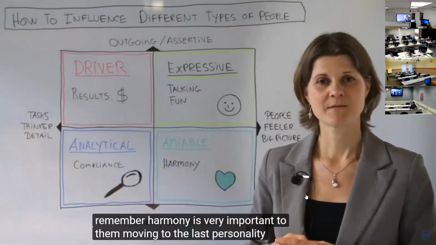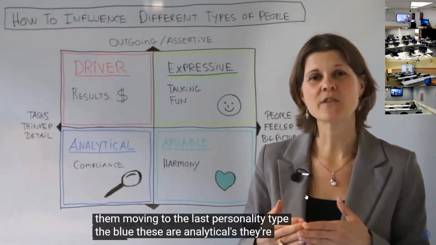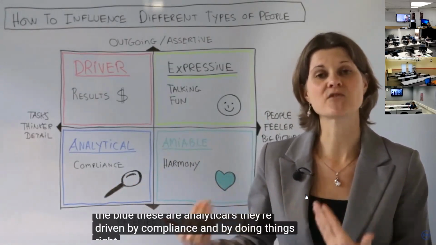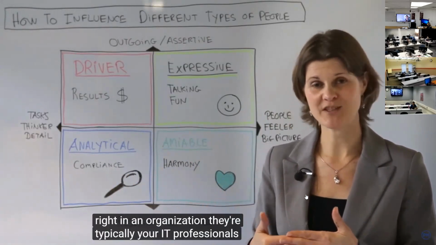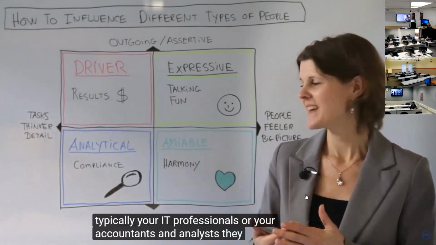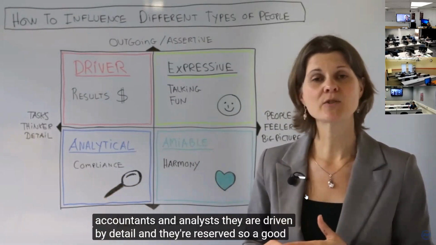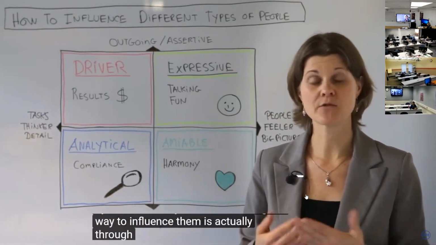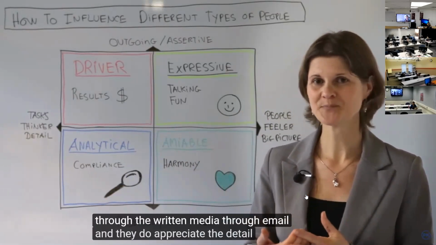Moving to the last personality type, the blue. These are analytical. They're driven by compliance and by doing things right. In an organization, they're typically your IT professionals or your accountants and analysts. They are driven by detail and they're reserved. So a good way to influence them is actually through the written media, through email. And they do appreciate the detail.